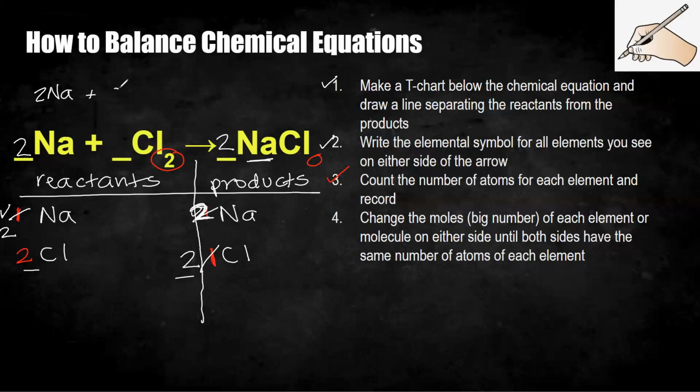So it's 2Na plus Cl2 to get a product of 2NaCl. So 2 sodium atoms plus 2 chlorine atoms, or a molecule of chlorine, yields 2 sodium chloride molecules. So hopefully that helps and these steps make sense. And I look forward to discussing this in class with you all next time.